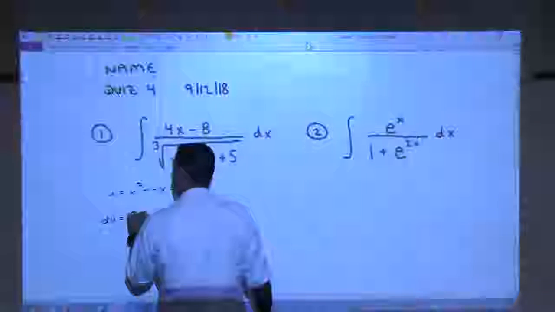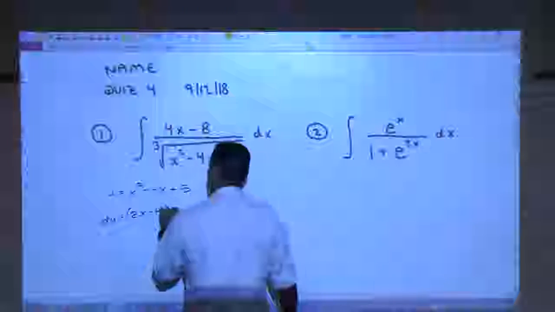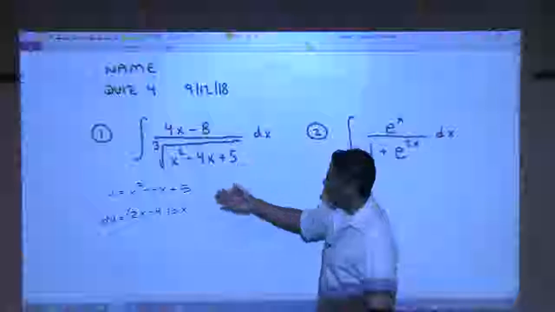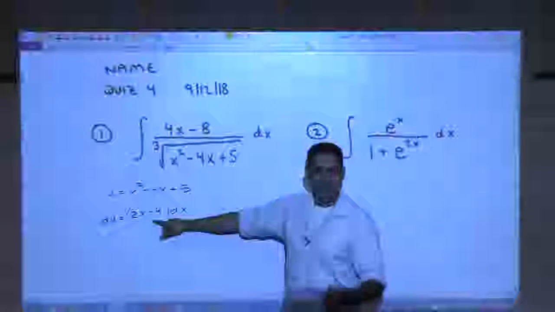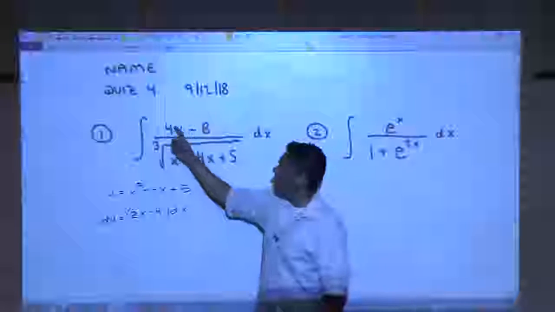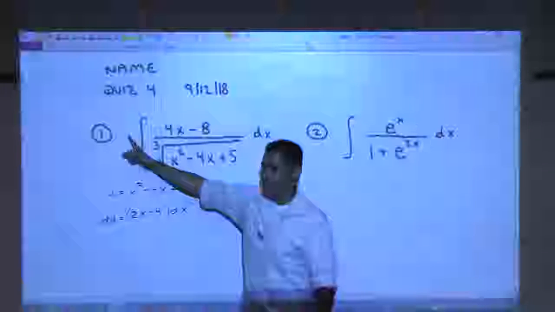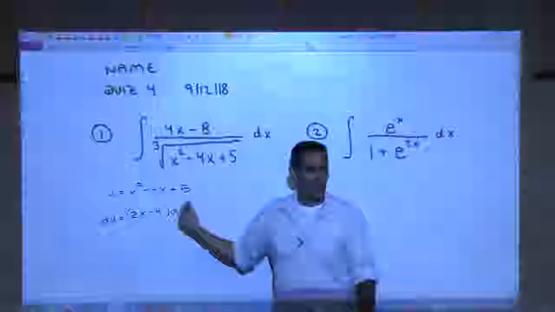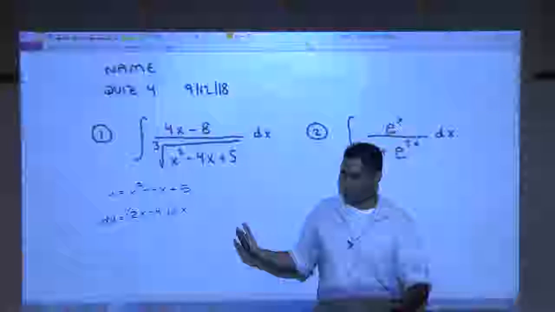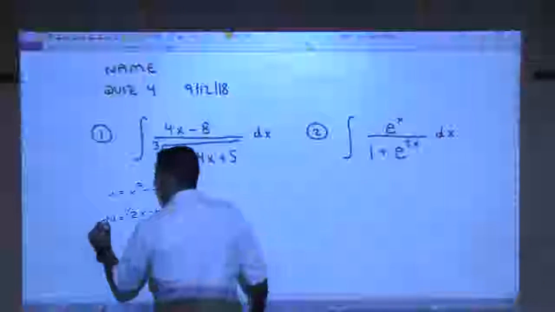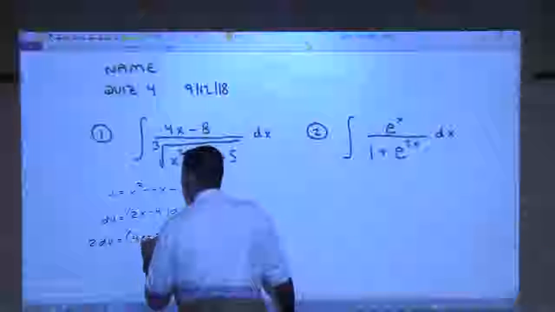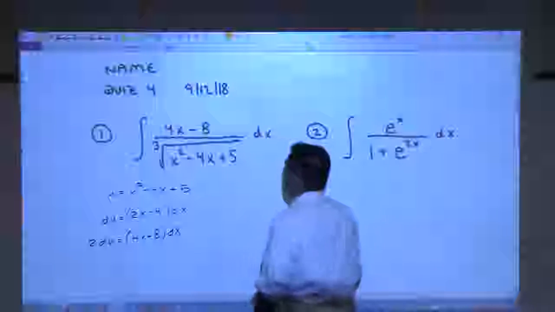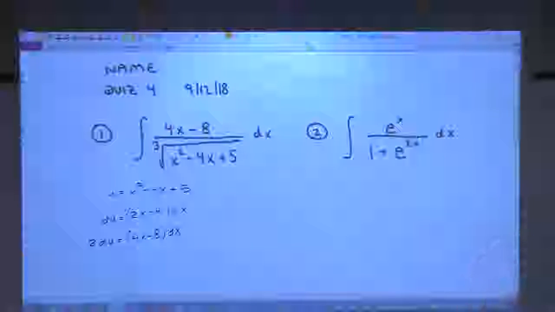du is 2x minus 4 dx. I don't quite have a 2x minus 4, but I have 4x minus 8, which is this times 2, right? So you have two options at this point. You could factor 2 out and then pull that out of the integral, or you could take this equation right here and just multiply both sides by 2. Either way. I'm going to choose to multiply this by 2. So 2 du is going to give me 4x minus 8 dx, right? And now that I have that, I should be able to replace everything.